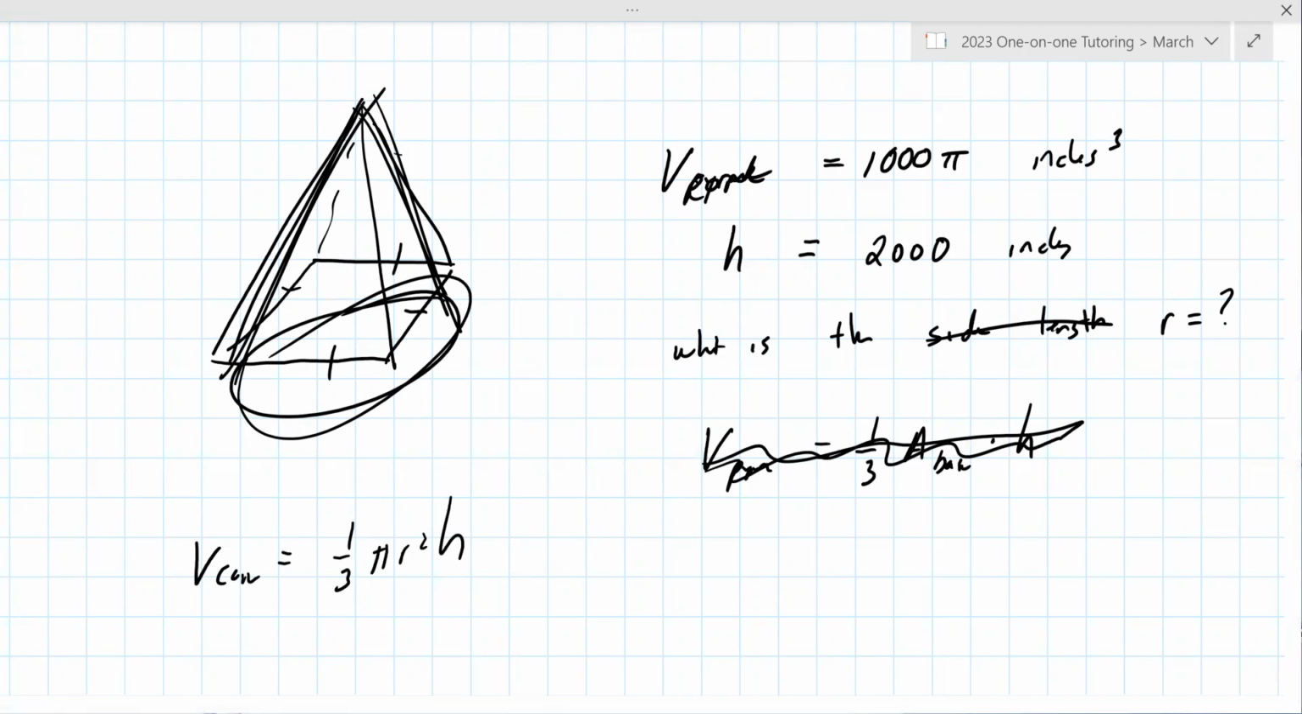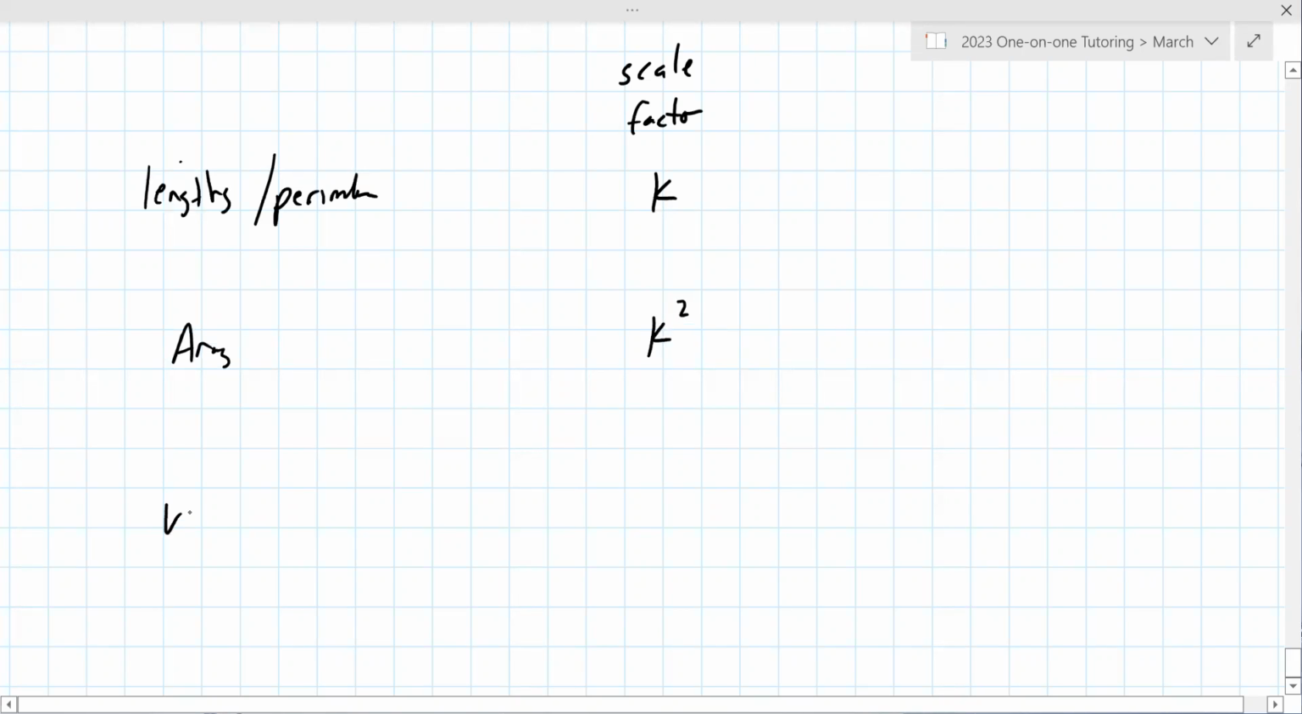Okay, so it looks like you had some problems on kind of this idea of scale factors. So for lengths, and that includes perimeter, the scale factor is always just whatever it is, k. All right, but for areas, the scale factor is k squared, and for volumes, it's k cubed.